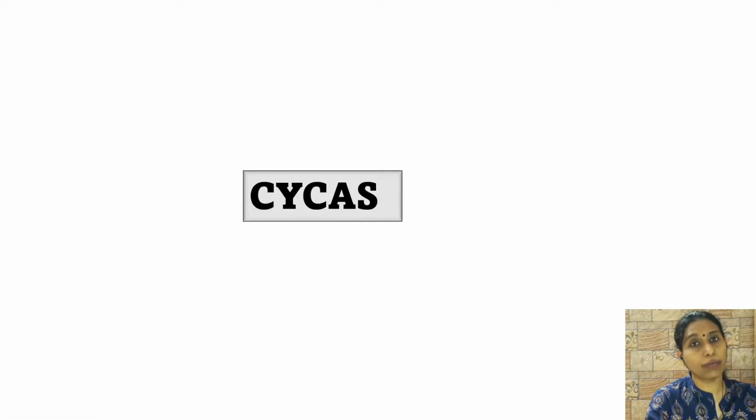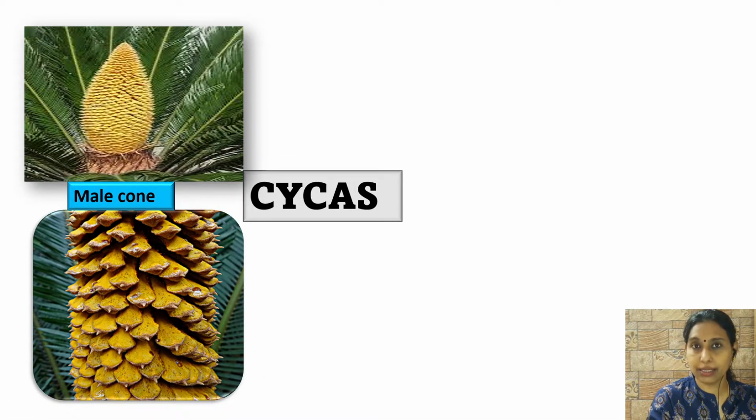Now coming to the cycas. In cycas, the male cone, you can see how it is. You can see those yellow, dust-like structures here.